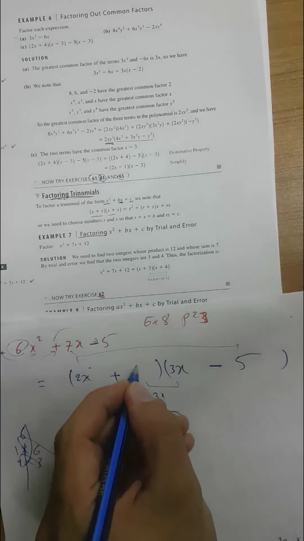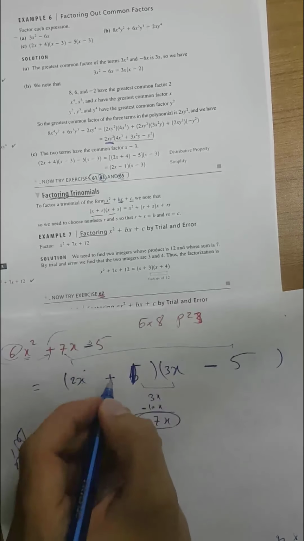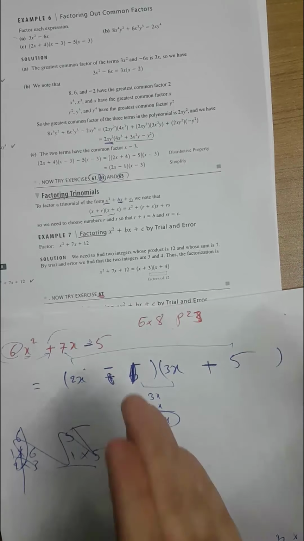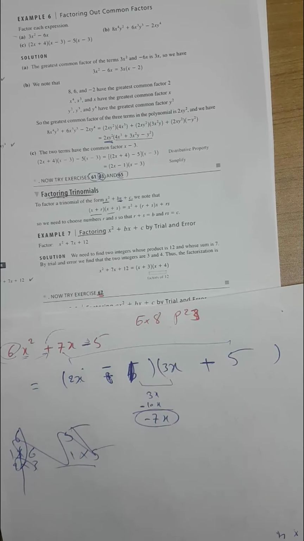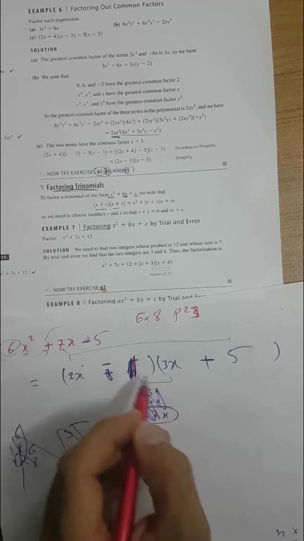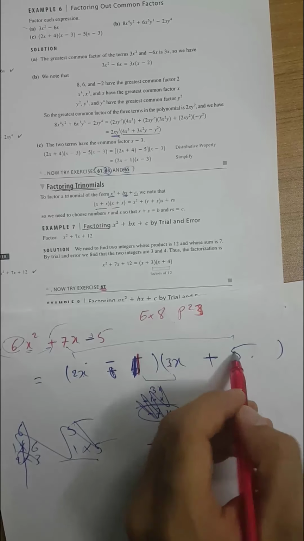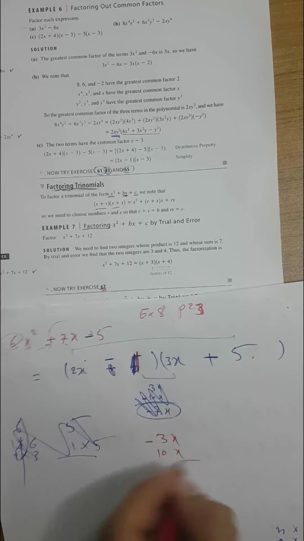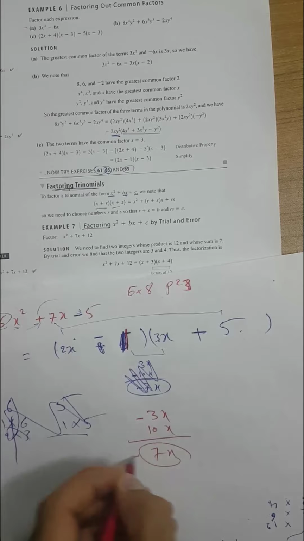So the problem is easy. Just change the sign. It's okay. Means that you put it here first and the second. So just change the sign. Now multiply it again. So I will get 3 by 1 is 3x. Positive by 2x, I get what? 5 by 2, I get 10x.